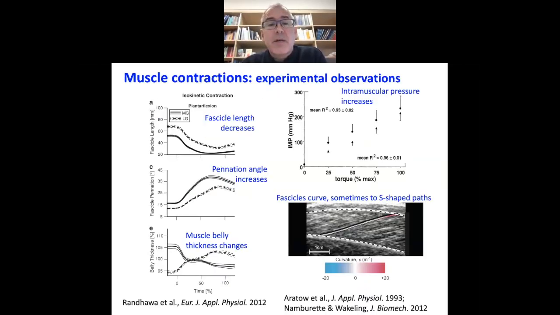Here I've got some data that we've measured from previous ultrasound studies. You see during a contraction in a pennate muscle, the fascicle length will decrease, the pennation angle will increase, and the belly thickness changes, depending on which muscle you're looking at. Other studies have shown that the intramuscular pressure increases during contraction. If you look at the shape of the fascicles in a muscle, you find that during contraction, they will curve into S-shaped paths. When we look at the outputs from the muscle model, we see exactly the same features.